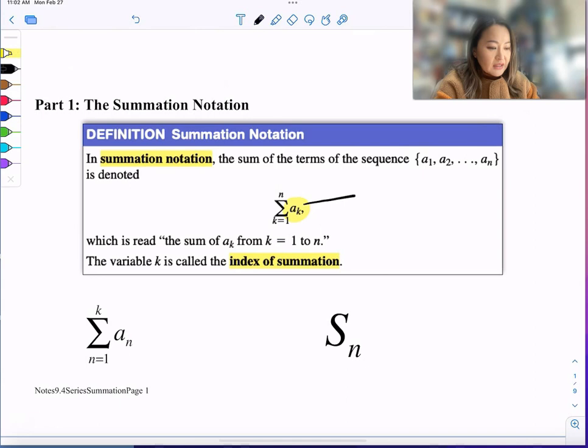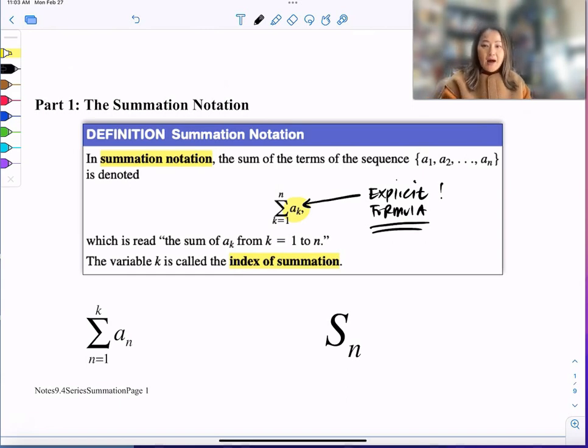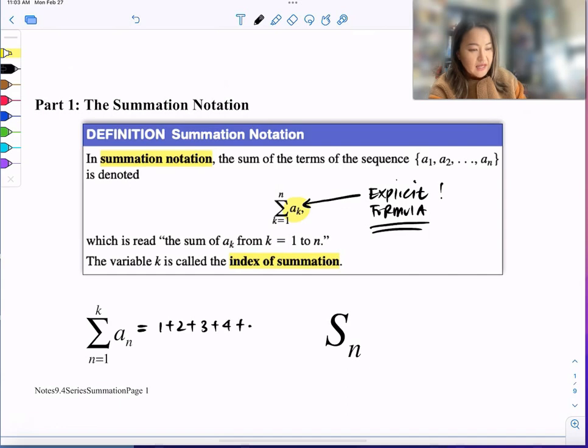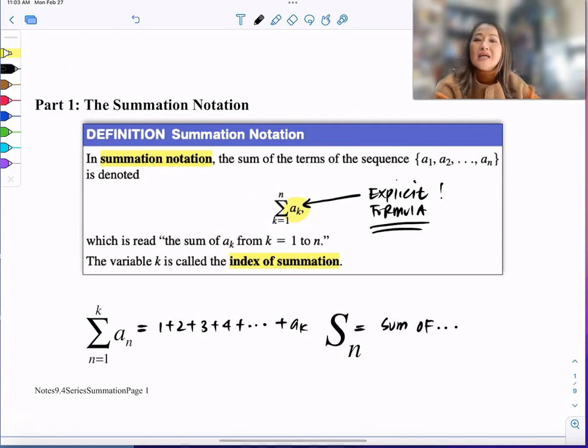Another thing I want to tell you about is this part right here. What goes in here? Are you ready? Your explicit formula always goes inside there. So what is this telling me? You go 1 plus 2, 3 plus 4, and you add up to the a sub k position. That's what that's saying. This is also saying the same thing: the sum of terms.